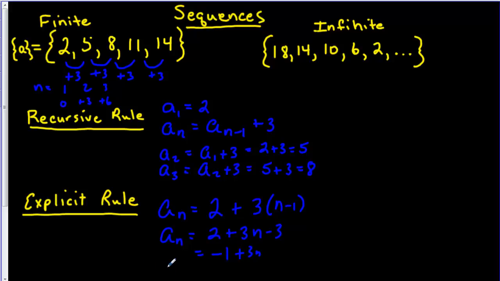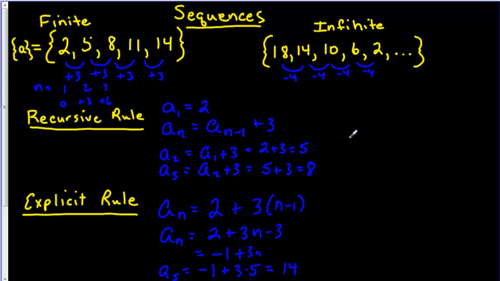If we wanted the fifth term in this sequence, we could just plug in 5 for the n, and that gives us 14, which was the fifth term. Over here, if we look at the differences, we subtract 4, subtract 4, subtract 4. Again, this has a common difference.